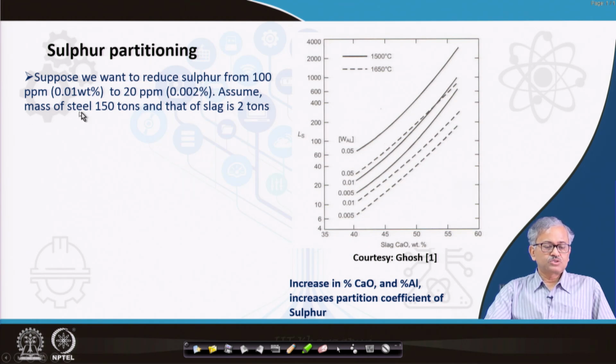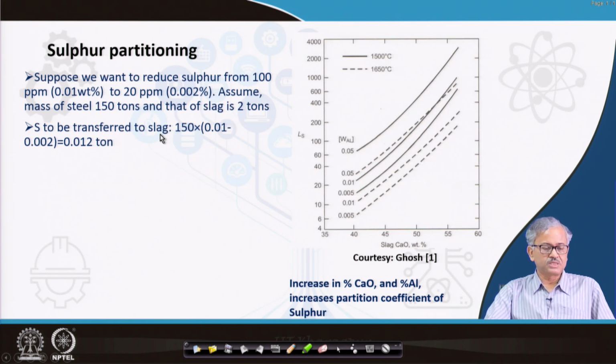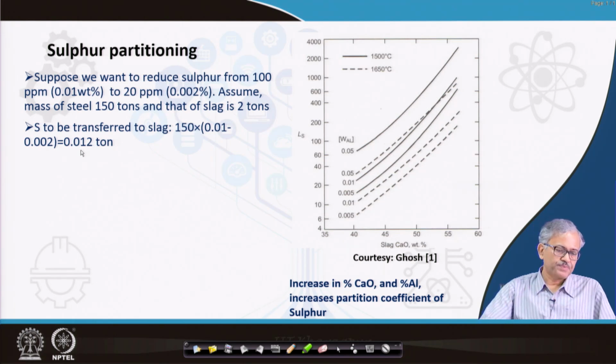Assume the mass of the steel is 150 tons and that of the slag is 2 tons. Then the sulfur to be transferred to the slag is around 0.012 ton, because you are reducing the sulfur content from 0.01 to 0.002 weight percent, and the mass of the steel is 150 tons. So simply 0.012 tons, or 12 kg, of sulfur has to be transferred from liquid metal to the slag phase if you want to reduce the sulfur from 100 ppm to 20 ppm.